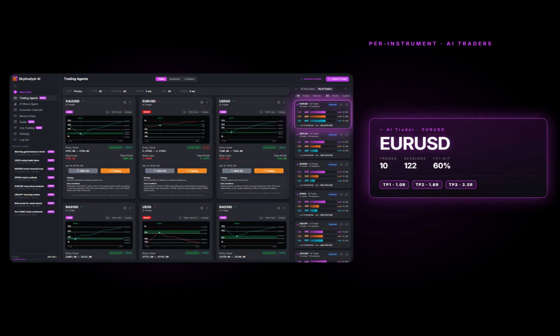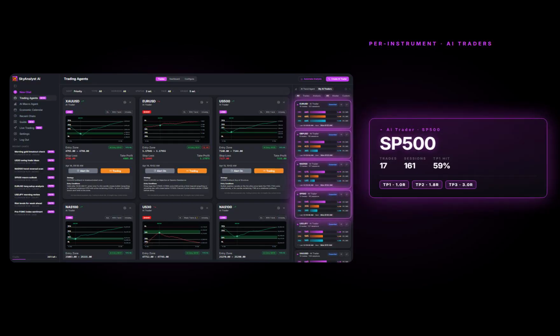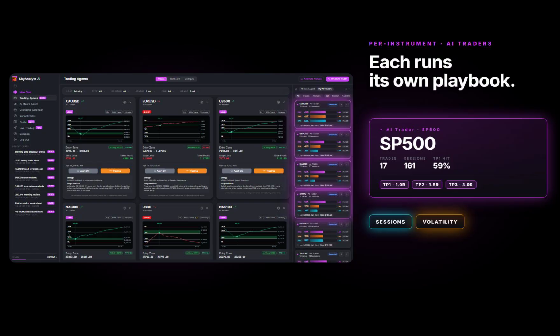Eurodollar has its own brief. Sterling has another. Nasdaq 100. The S&P 500. Each one runs the playbook designed for its character, its sessions, its volatility, its drivers.